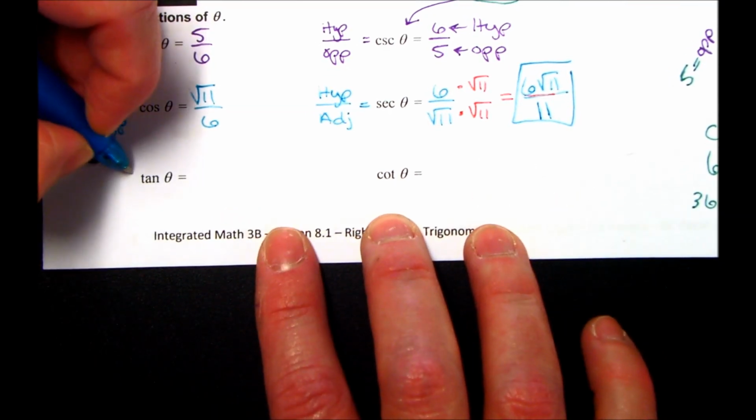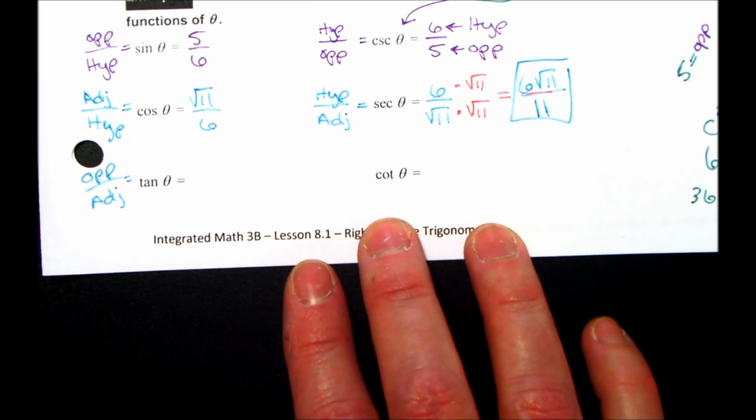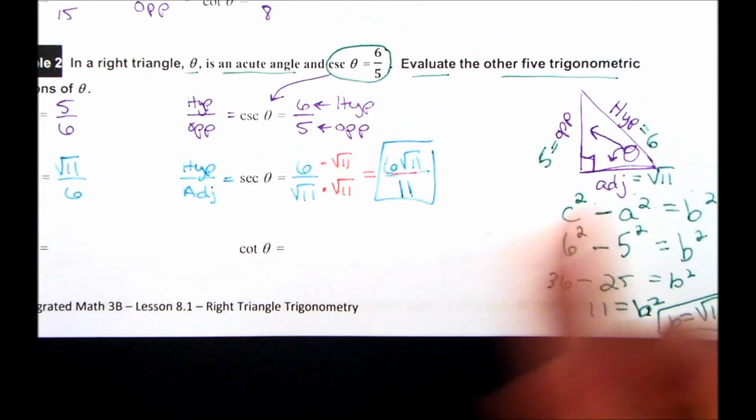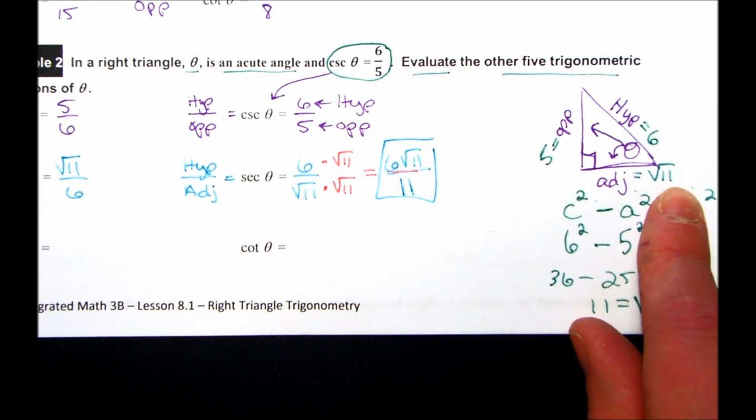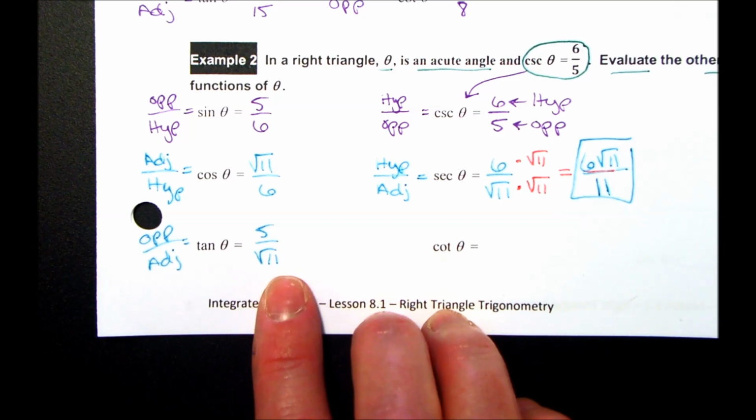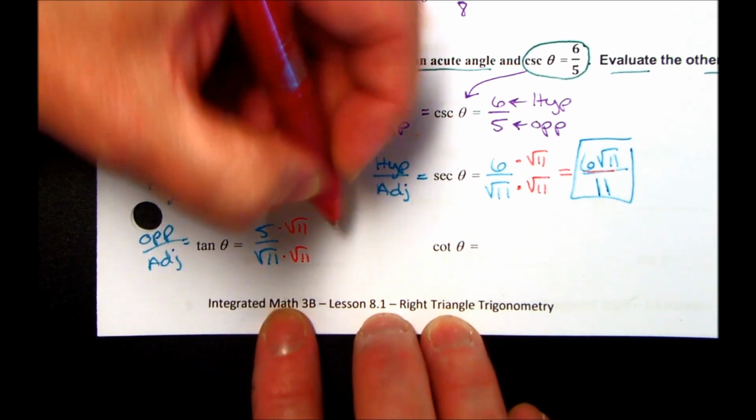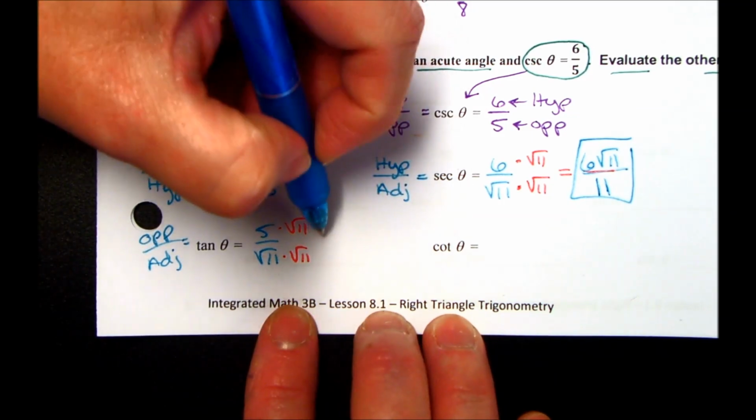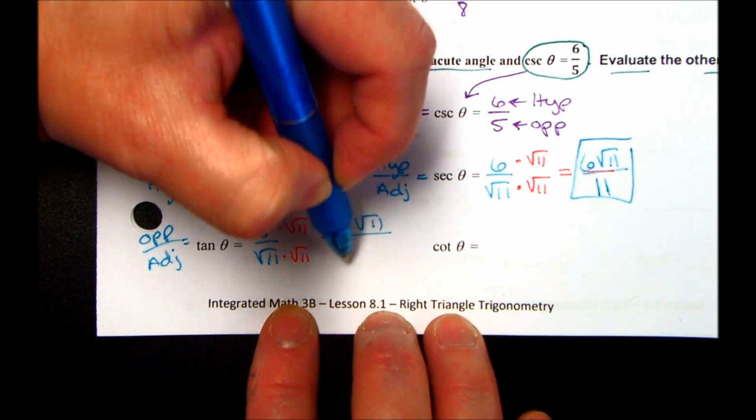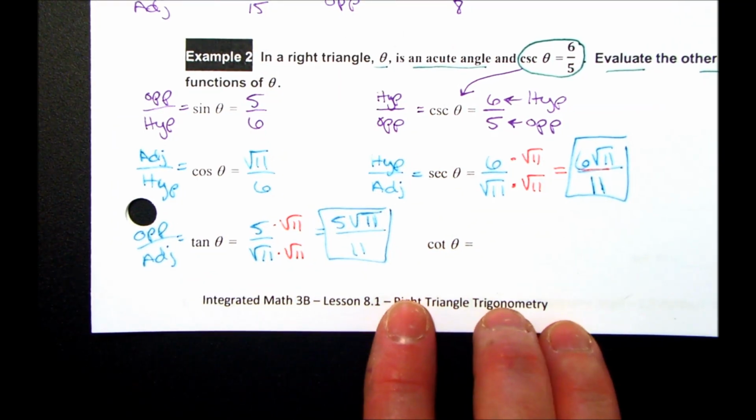So tangent, our ratio is opposite over adjacent. So if we look at our triangle again, the opposite was 5. The adjacent is square root of 11, or yeah, opposite over adjacent, 5 over the square root of 11. So again, we're going to have to rationalize our denominator. Multiply by the square root of 11 over the square root of 11, which then will equal 5 square root of 11 over 11. And that's as much as we can simplify it.